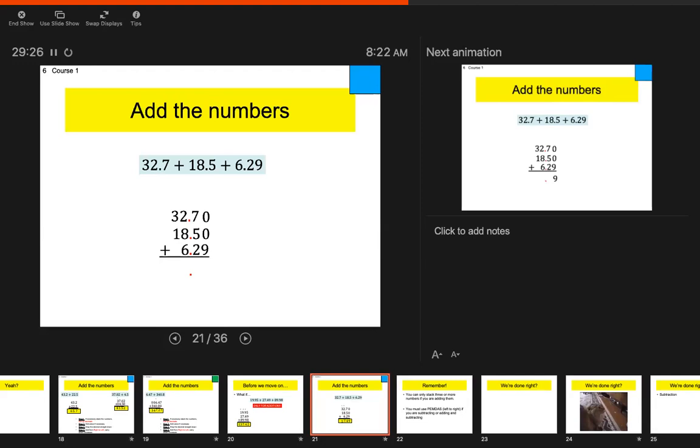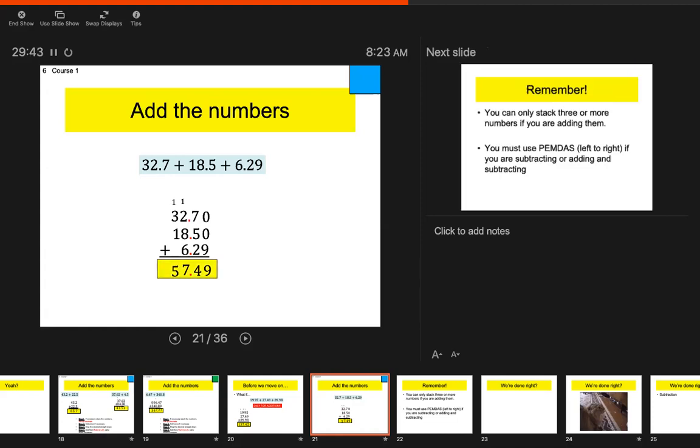9 plus a whole bunch of zeros is 9. 2 plus 5 is 7, plus another 7 is 14. Carry your 1. 1 plus 2 is 3, plus 8 is 11, plus 6 is 17. 7, carry another 1. 1 plus 3 is 4, plus 1 is 5. I got 57 and 4900ths.